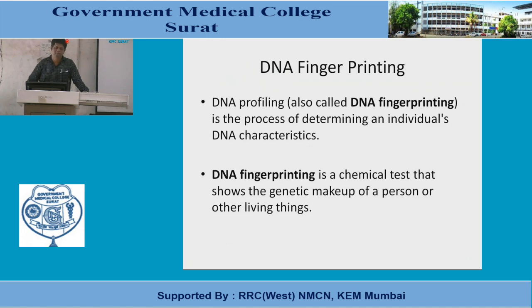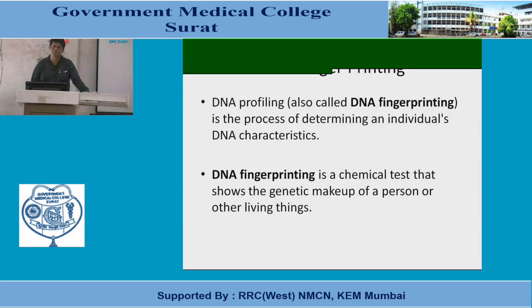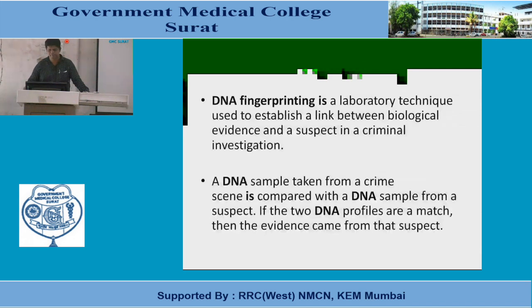DNA profiling or DNA fingerprinting is a process of determining an individual's DNA characteristics. Even in one person there is a specific variable number of tandem repeats, where specific sequences are repeated, and according to that we can identify the person. DNA fingerprinting is a chemical test that shows the genetic makeup of a person or other living things.